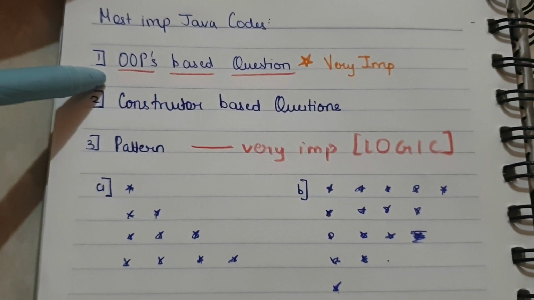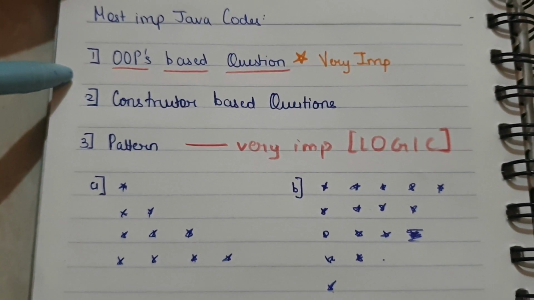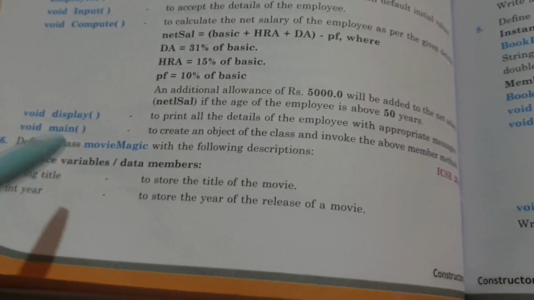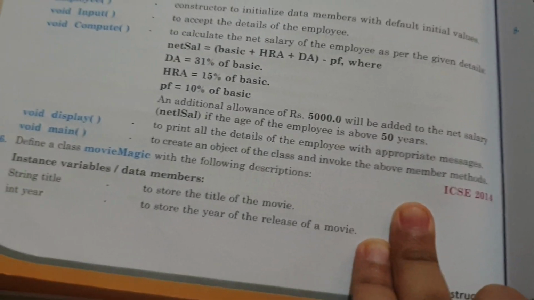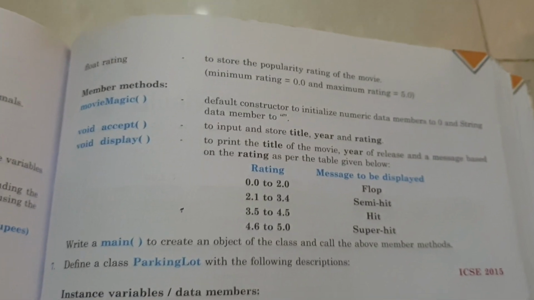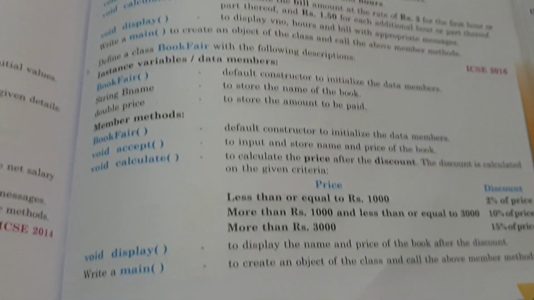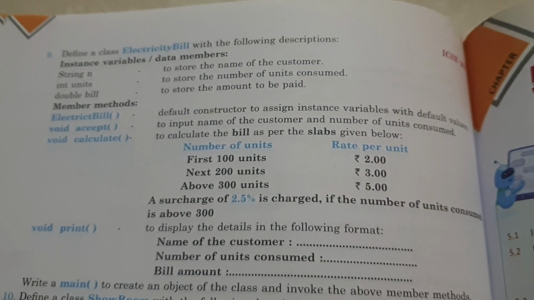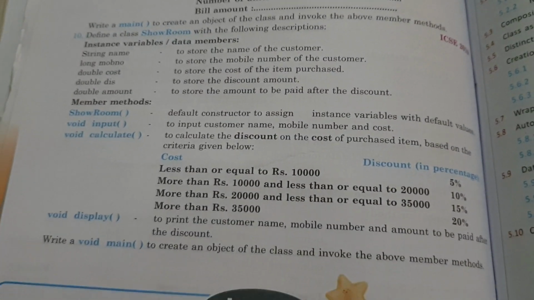This is very important. I'll give you some questions which are the board questions, and those are very important to solve, which are these questions. So this question 6, which was asked in 2014 board examination, here's the question. Then in 2015 also it was asked. Then in 2016 this question, the book fair. And then in 2017 this electricity bill question. And then in 2019 in this showroom question.